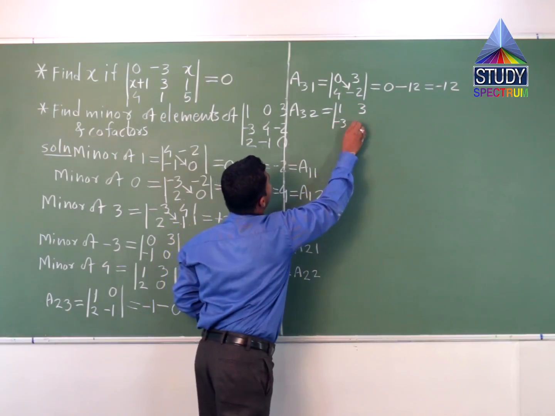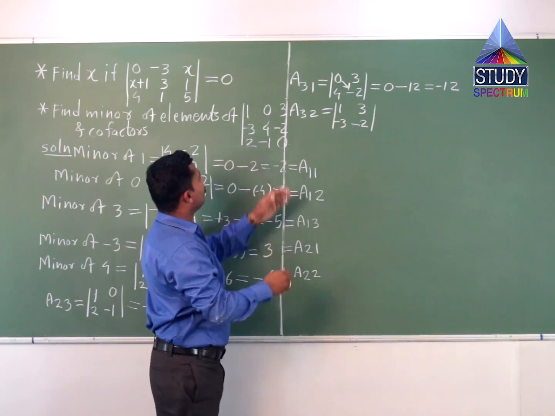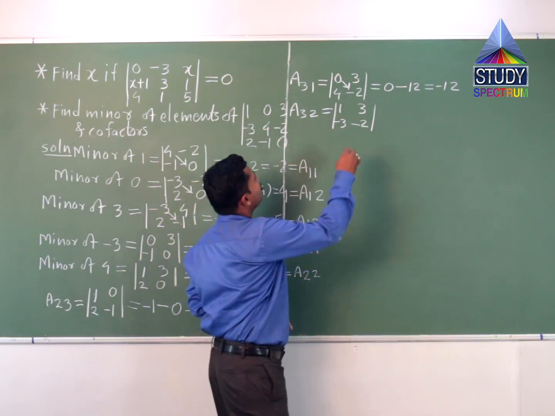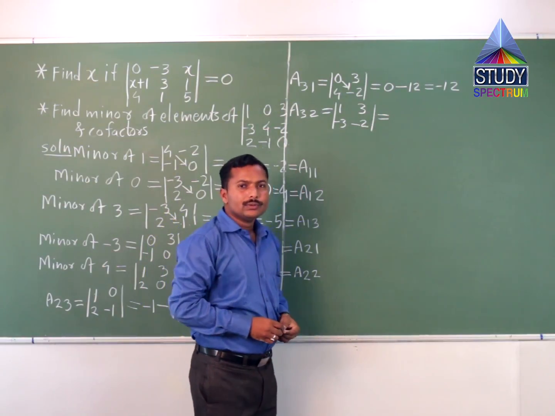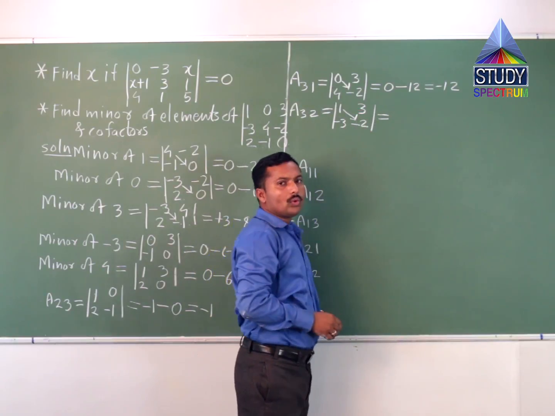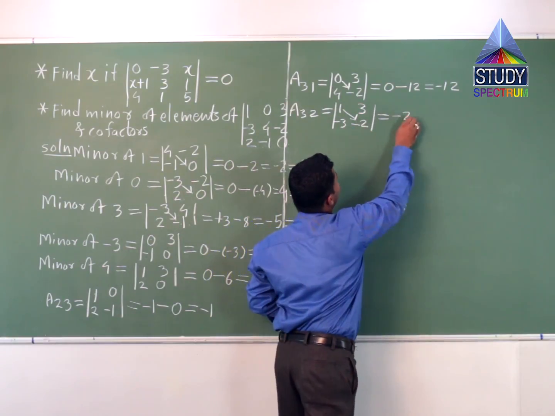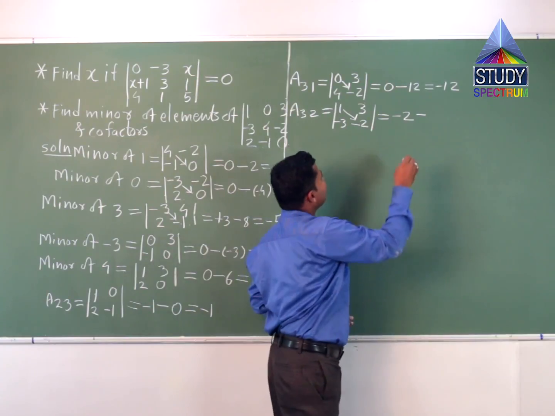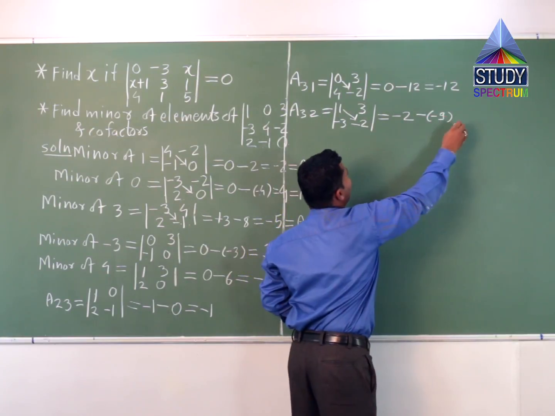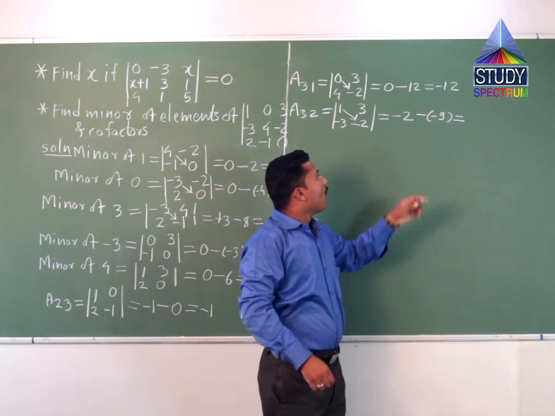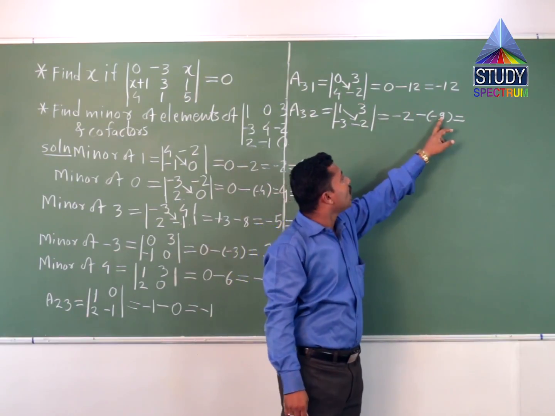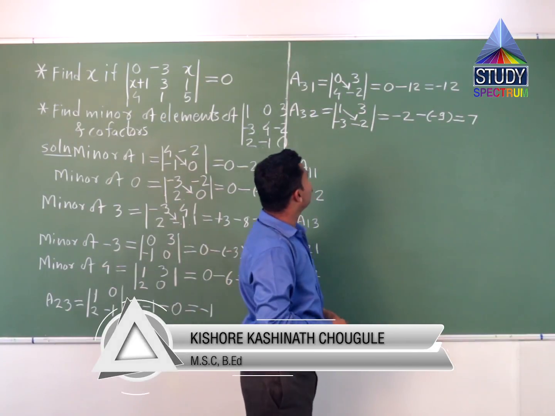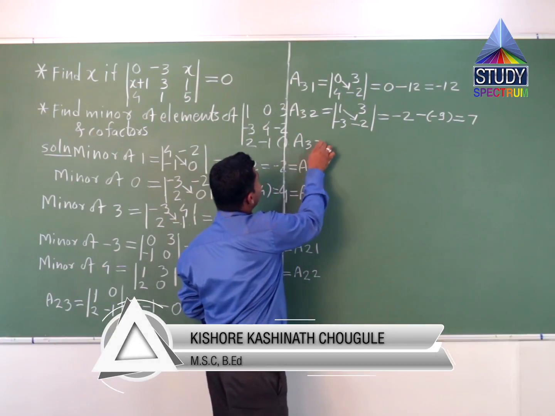-3, -2. Delete the column and row, and the remaining part. So equal to what? This number into this number. So 1 into -2, minus 3 into -3: -2 minus (-9), minus minus plus, so 9 minus 2 equals 7. So A32 is 7, and the last number is A33.